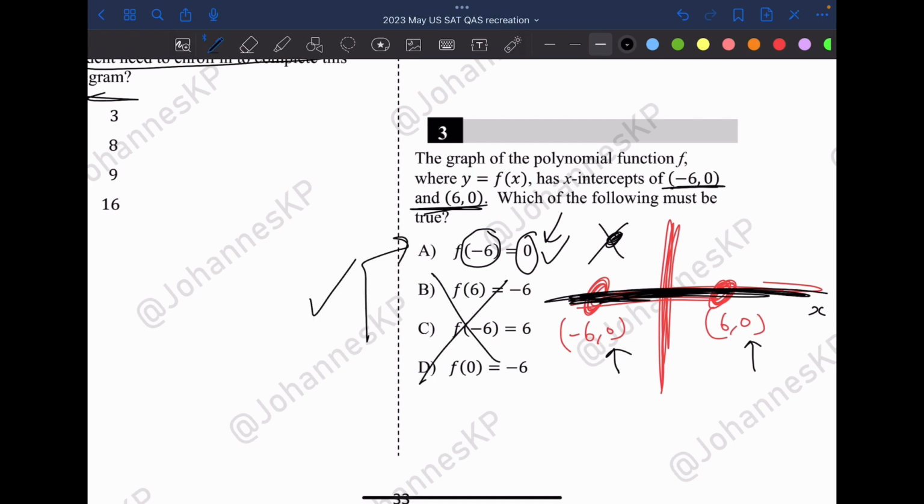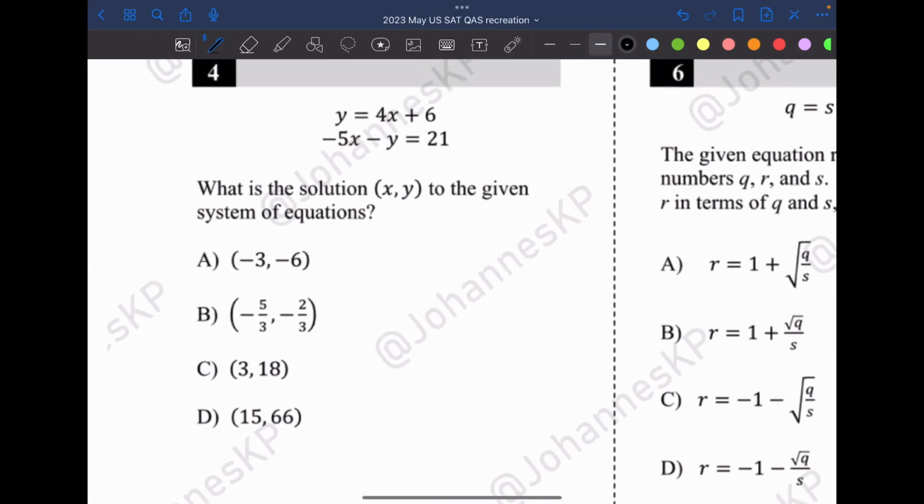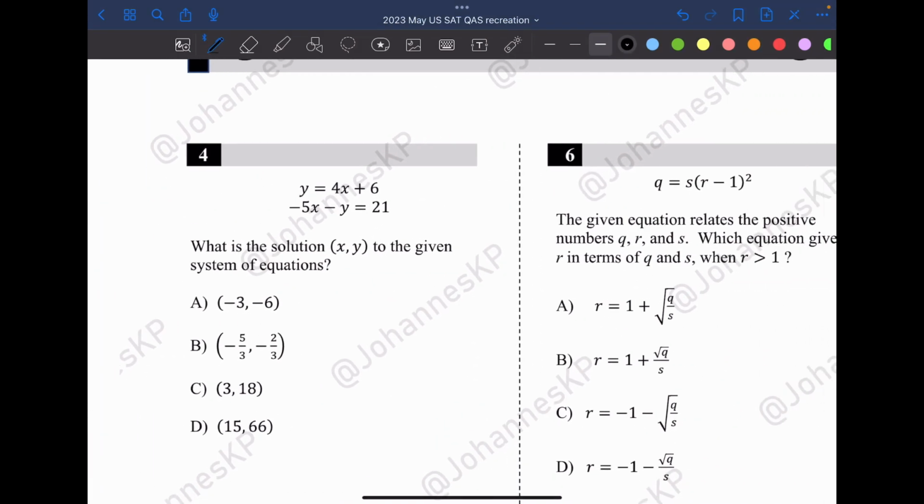So that's it for this page. Question number 4. Same thing. We got 2 equations, and then we need to solve for x and y. First what we can do is try to replicate and have more similarities. So in the first one, we have y is equal to something.